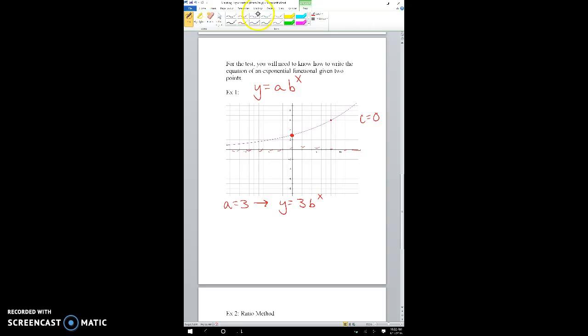Now that we know that, we're going to use the other point that was given over here to plug in for x and y. So this point is 8, 6, right? So I'm going to plug in 8 for x and 6 for y.